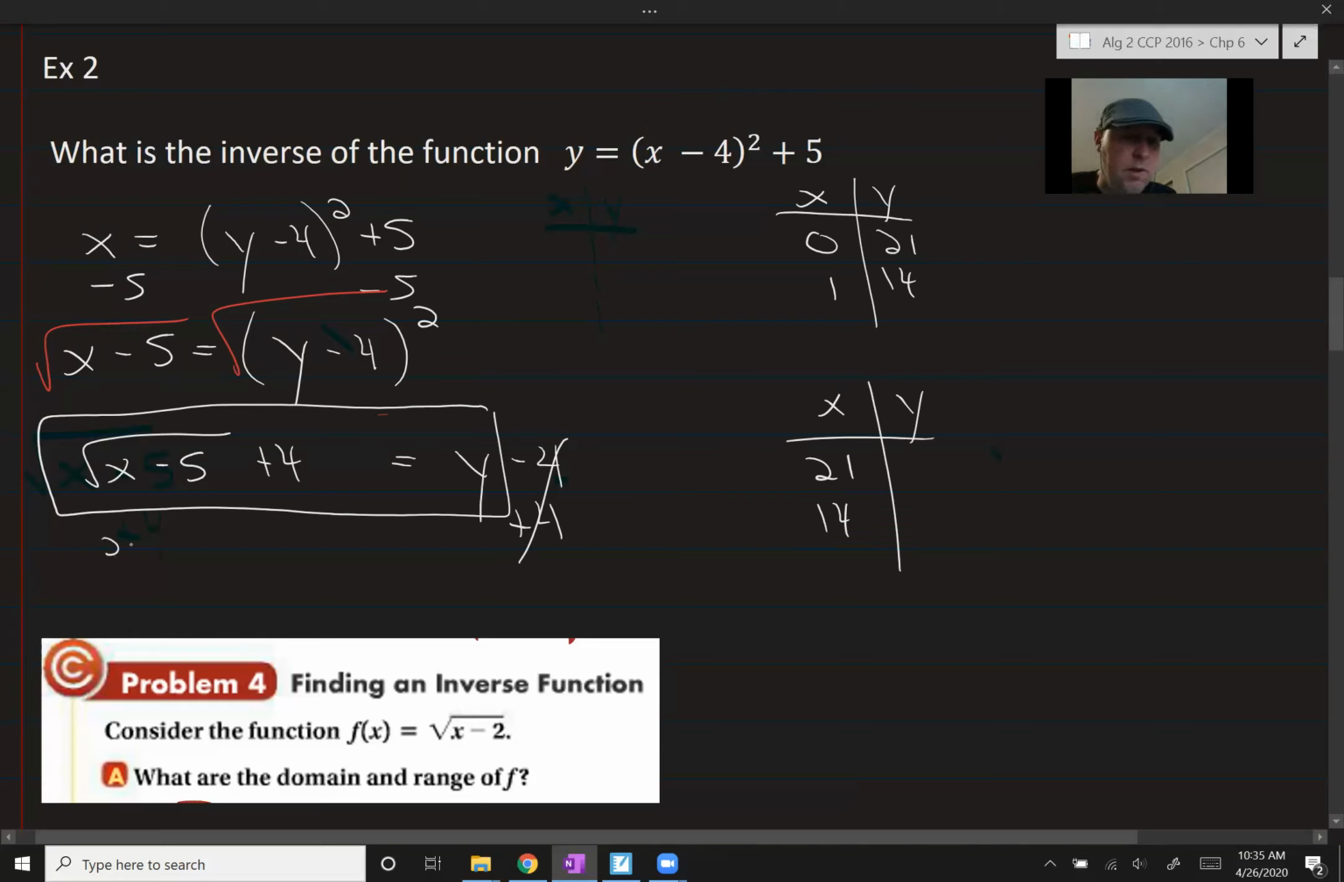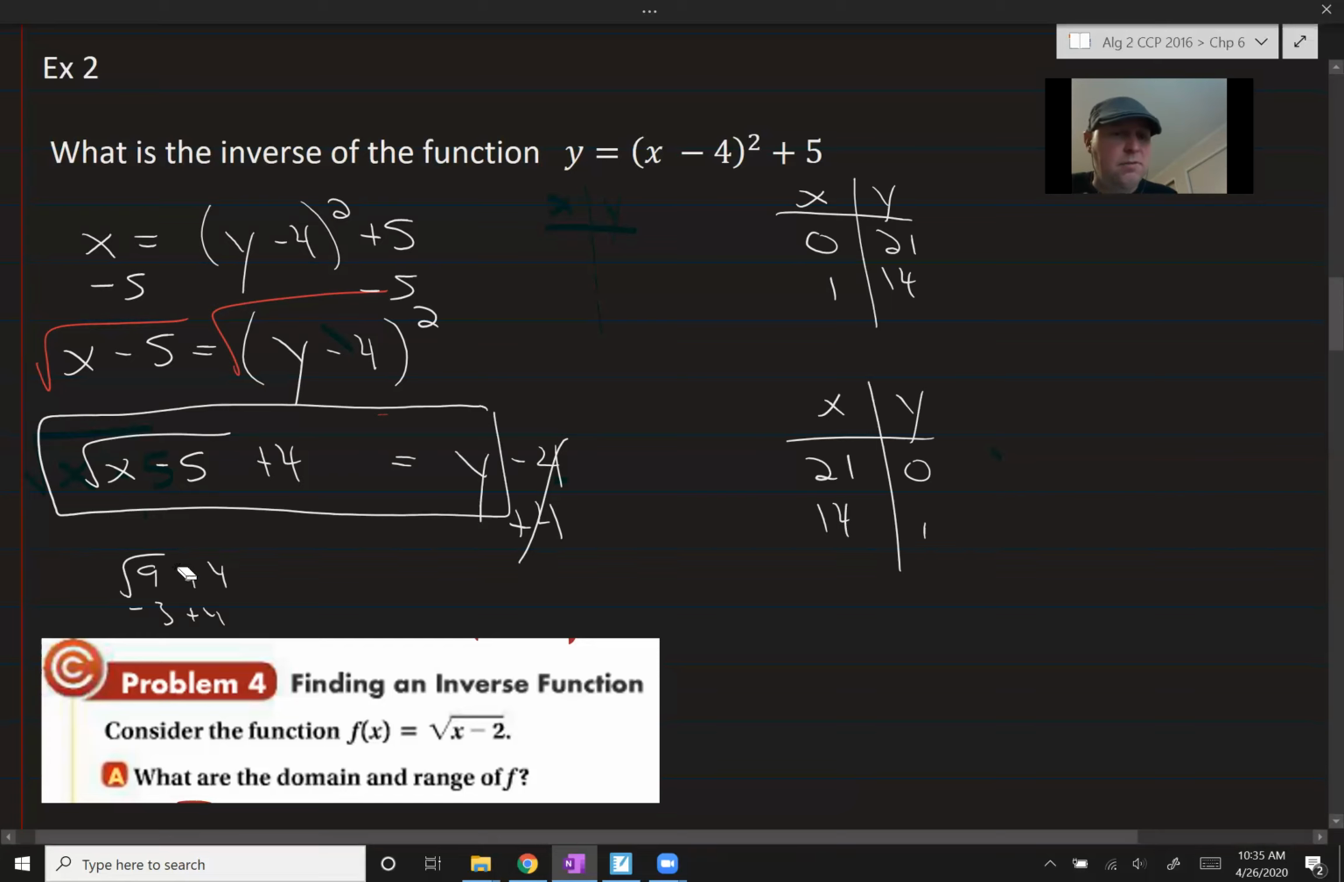21's going in. 21 minus 5. We can take the square root of that. Square root of 16 is 4 plus 4. Okay. All right, we're going to use the negative on that. So we're in good shape. 0. Let's plug in 14. 14 minus 5 is 9. Square root of 9 is 3 plus 4. So we use negative 3 plus 4 gives me 1. We're in really good shape here.